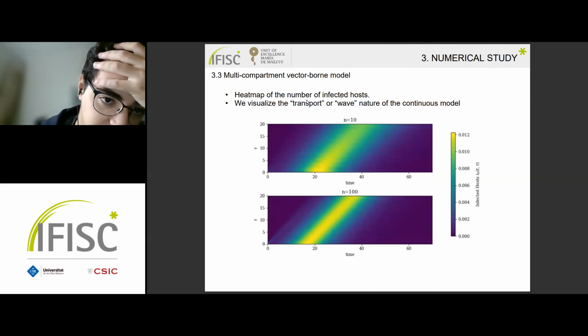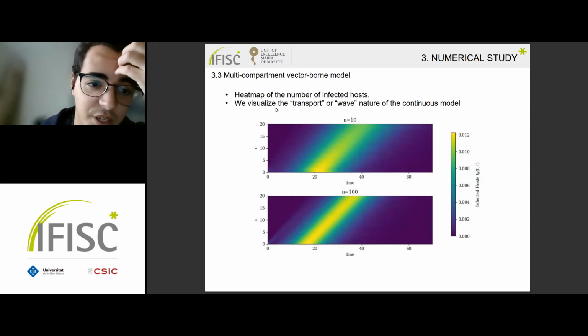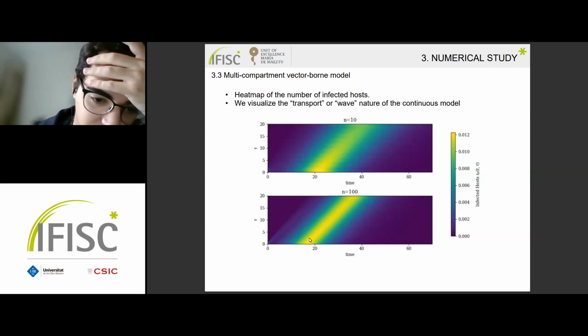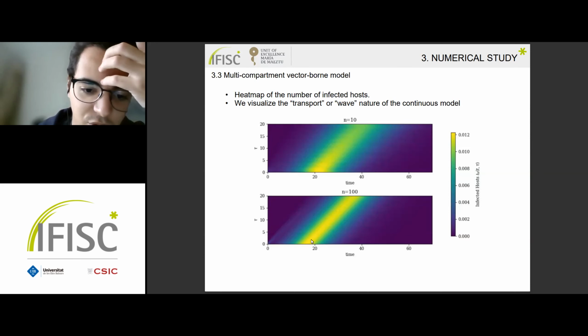And here we have a heat map of the number of infected hosts with respect to time in the horizontal axis and the infection time tau in the vertical axis. And here we visualize this transport or wave nature that we observe in the continuous case. So here, as we increase the number of compartments from n equal to 10 to n equal to 100, we observe that this beam turns out to be more yellowish and slightly shifted to the left. That's because we have higher infection peak magnitudes as we increase n, and smaller peak times.